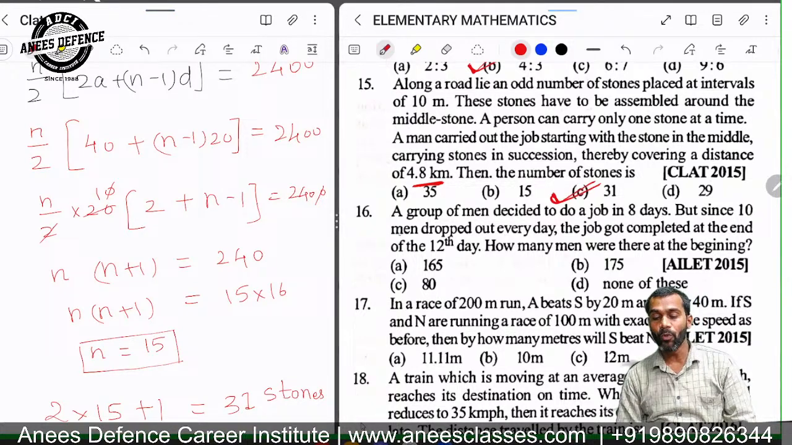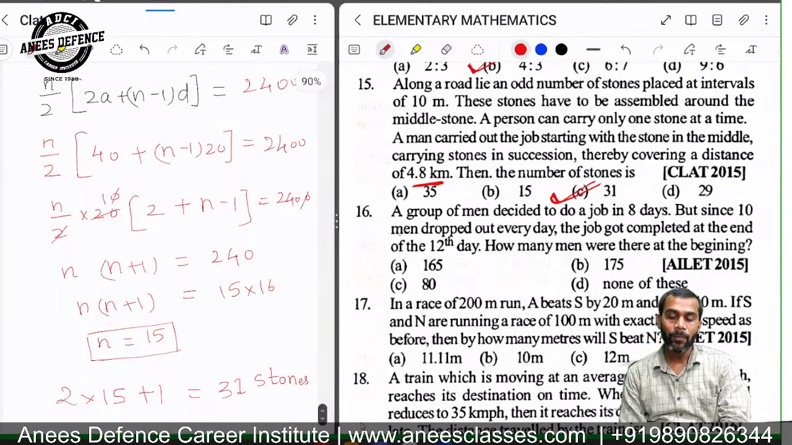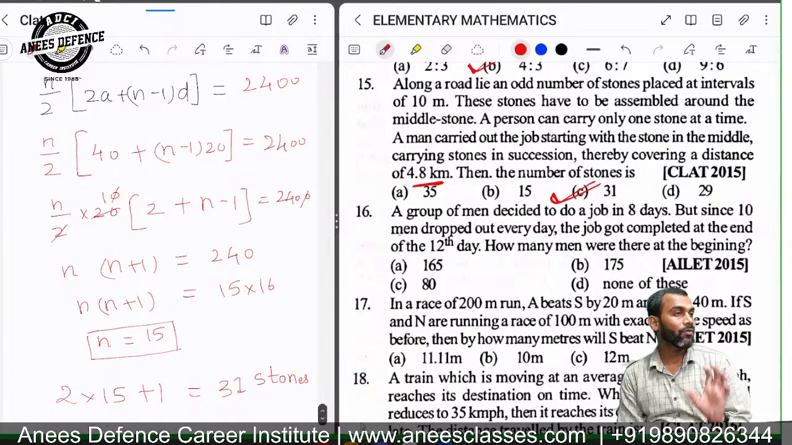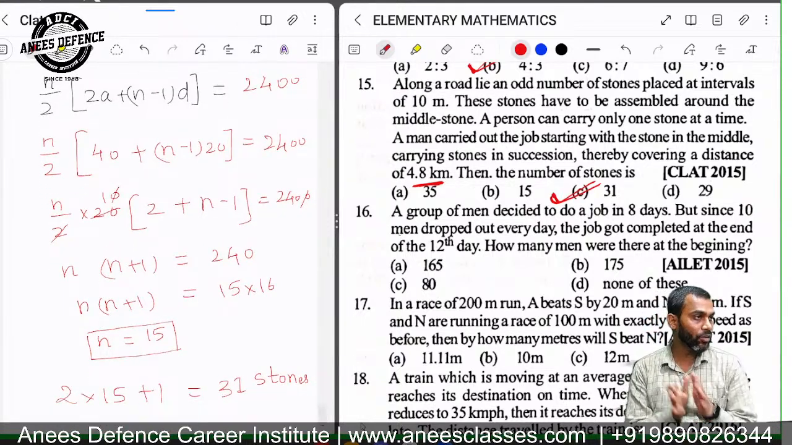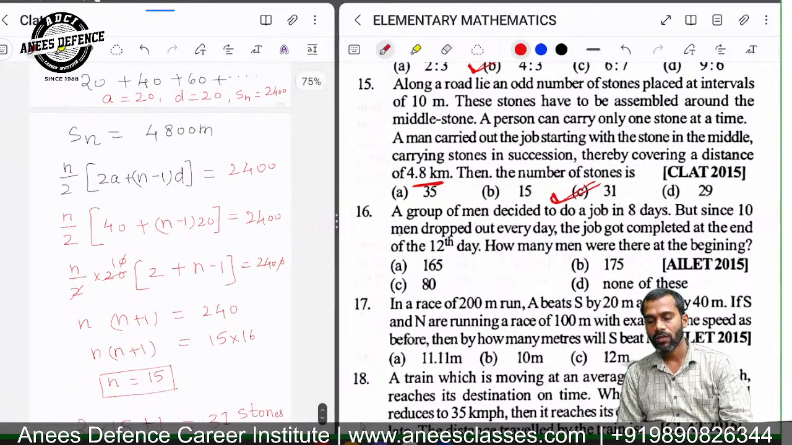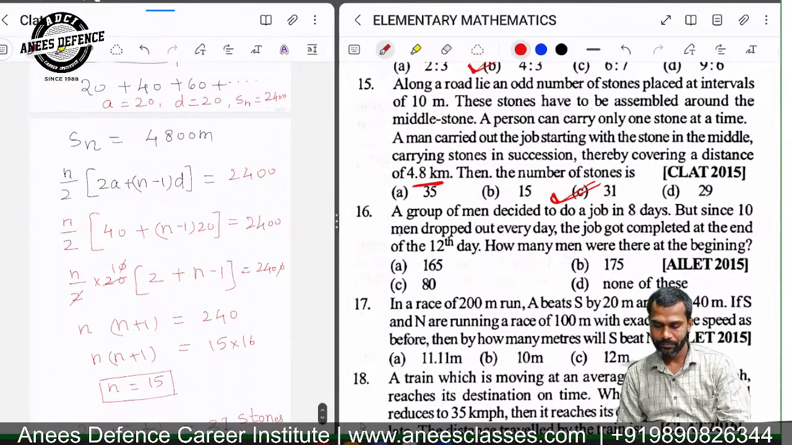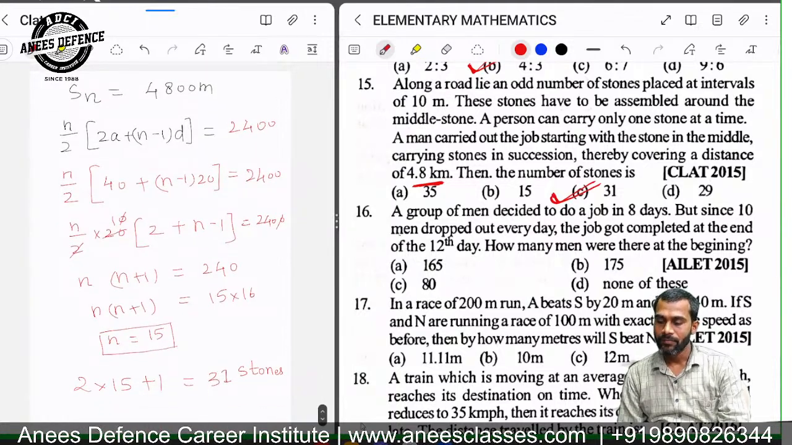So the total distance covered was 4.8 kilometers. So the distance covered by the man assembling all the stones on the left hand side of the middle stone is 2.4 kilometers, that is 2400 meters. So Sn would be 2400, and n is 15. 15 on the left, 15 on the right, and 1 at the middle. So 15 plus 15 plus 1, that is 31. Yes, Purva, have you understood? Yes, sir. Okay.